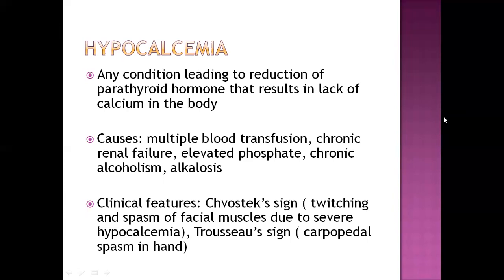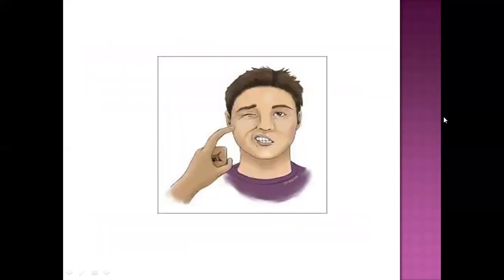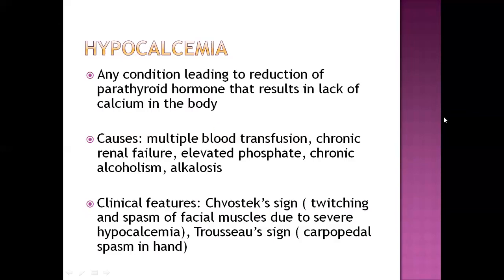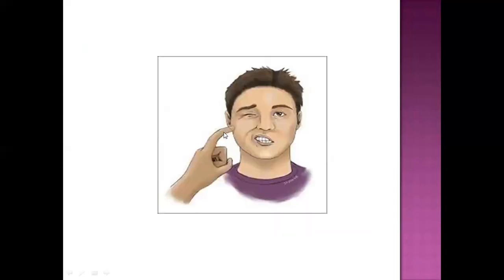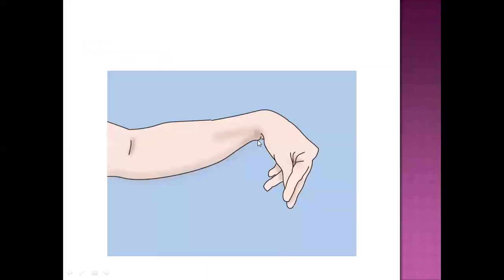Clinical features can be Chvostek's sign, this is twitching of facial muscles, or Trousseau's sign, this is a spasm in the hand. We have a diagram. This diagram and this diagram. This is the first, Chvostek's sign, and the second diagram is for Trousseau's sign. In Chvostek's sign, when there is a slight stimulation, there is spasm of facial muscles. Similarly, in Trousseau's sign, there is involuntary movement of the upper extremity this way.